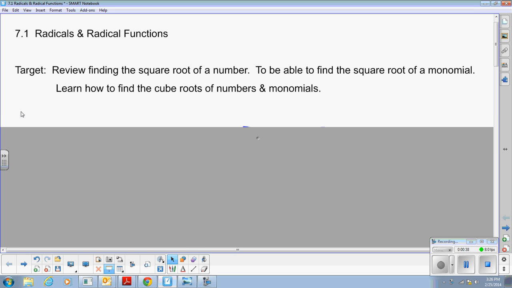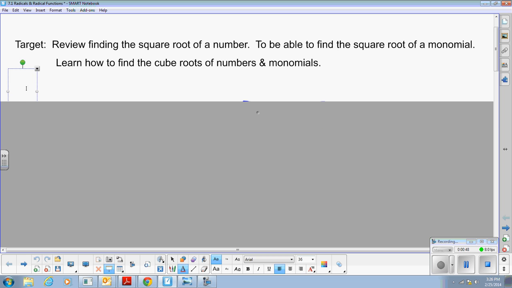I would like for you to write this down, please. Write down the perfect squares. We're going to put down the title, perfect squares, and we've done this before, but let's just write it down again. Let's write down the first 10 perfect squares.